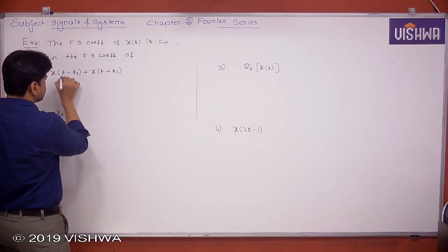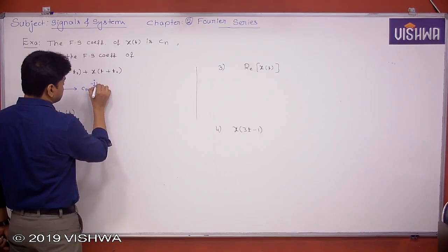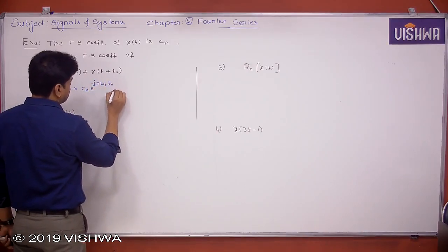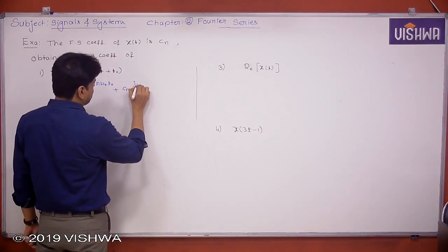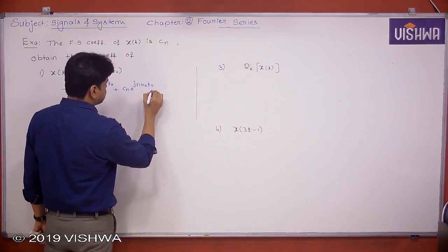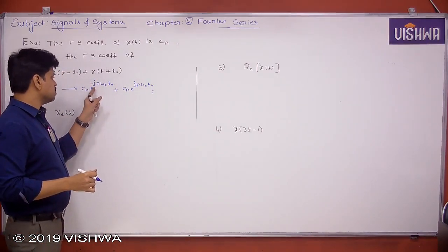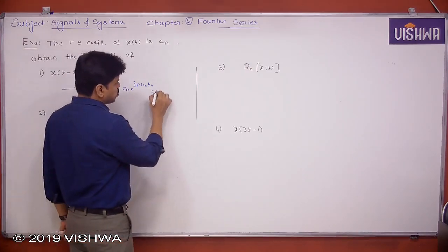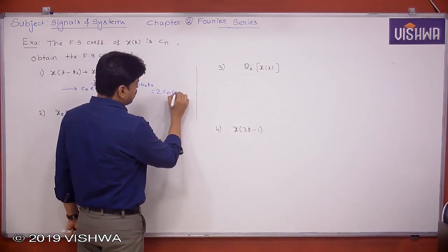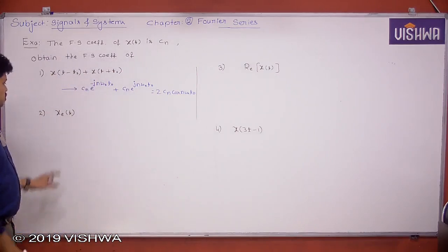What is the Fourier series coefficient of x of t minus t naught? That is Cn e power minus Jn omega naught t naught, plus for x of t plus t naught, Cn e power Jn omega naught t naught. If I take Cn common, this is e power Jn omega naught t naught plus e power minus Jn omega naught t naught. If you multiply with 2 and divide with 2, that is going to be 2Cn cos n omega naught t naught.